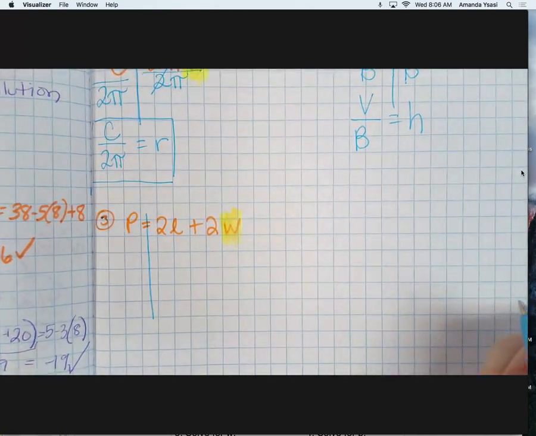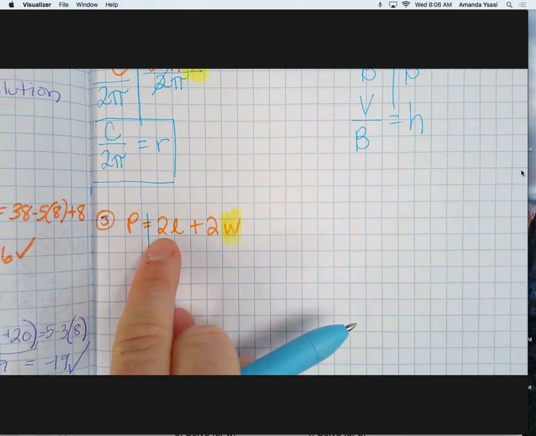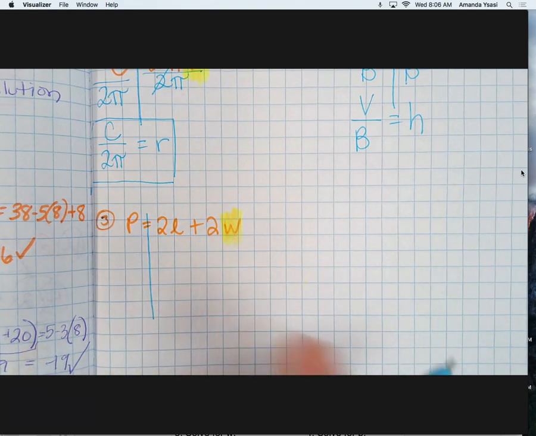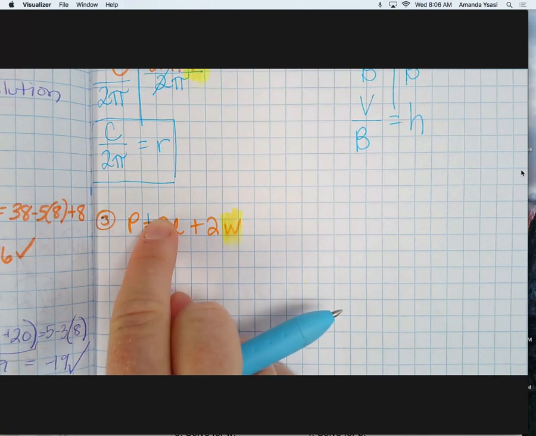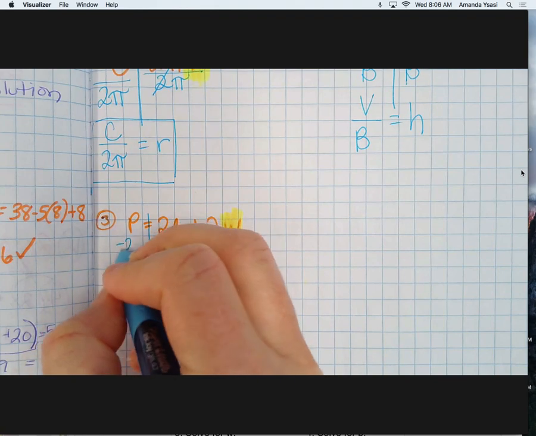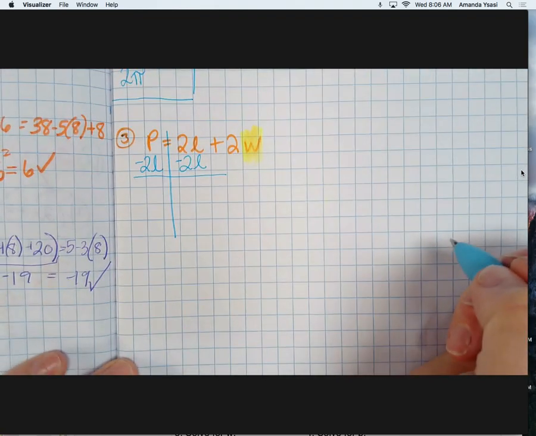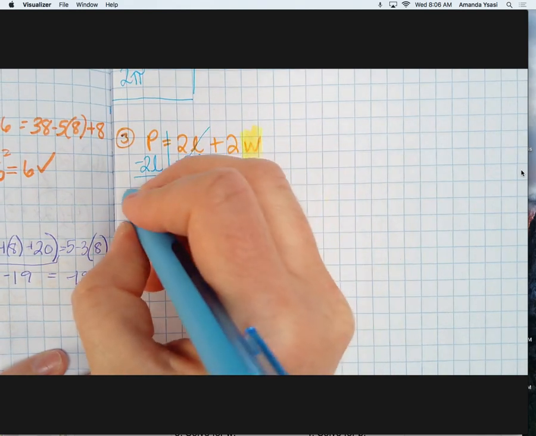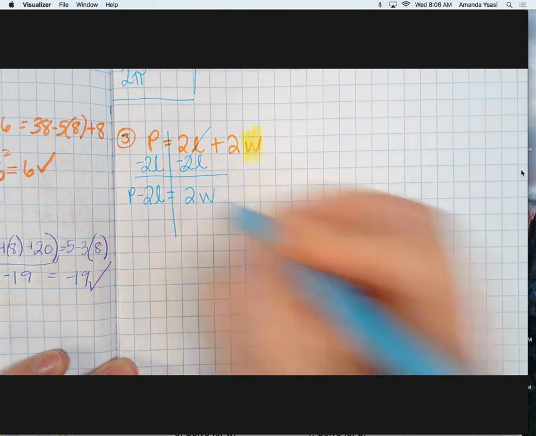So what do we need to move to the other side first? 2L. So what operation is happening over here with 2L and 2W? Well, 2 times L is a term. Addition, so we need to subtract it. So we're left with P minus 2L equals 2W.